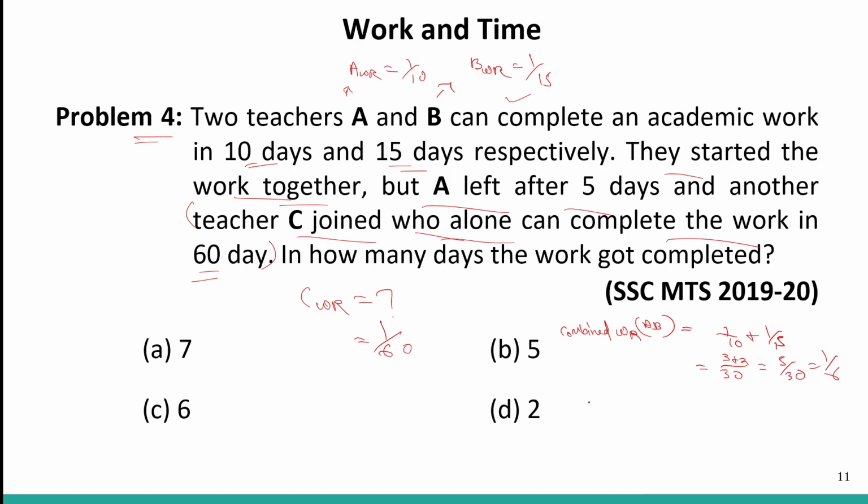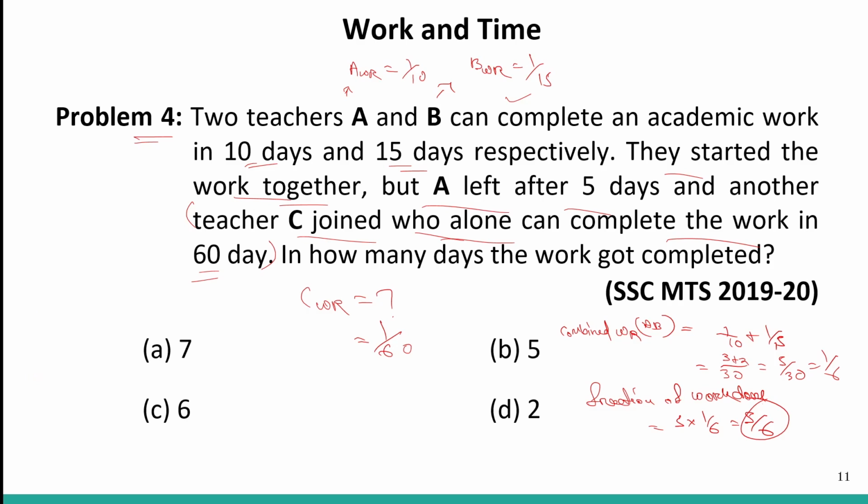So in 5 days the fraction of work done is equal to 5 into 1 by 6, right? That is equal to 5 by 6. Okay, this is what we have here. So we have completed 5 of the 6 parts, the 1st, 2nd, 3rd, 4th and 5th part. All we are left behind is only the 1 by 6th part. Okay, so that's where C joins the team.